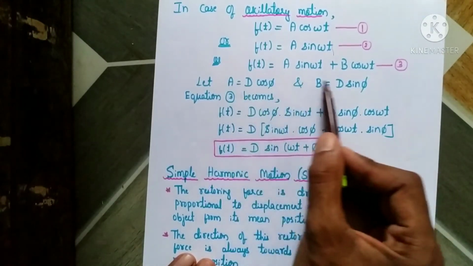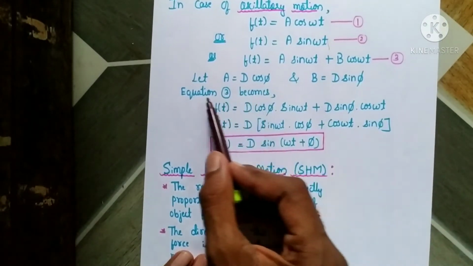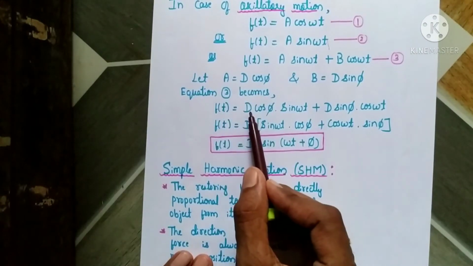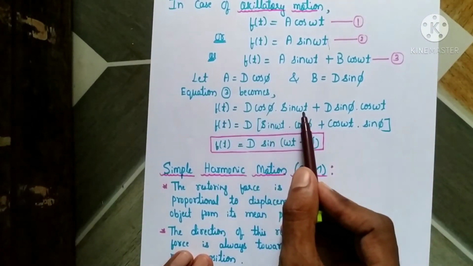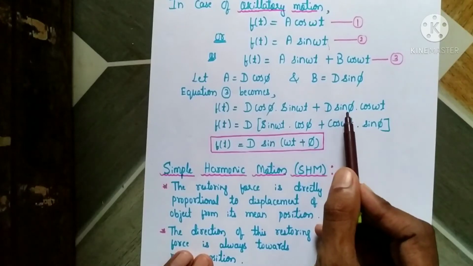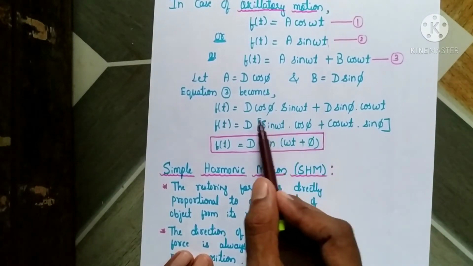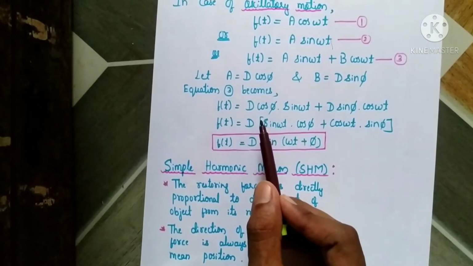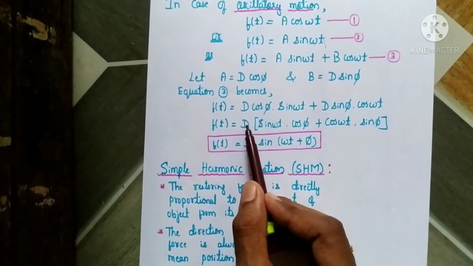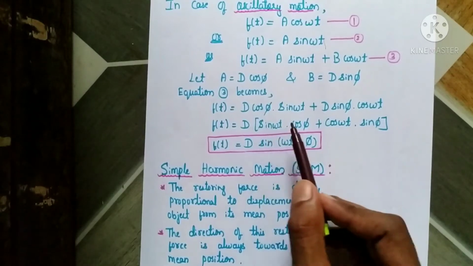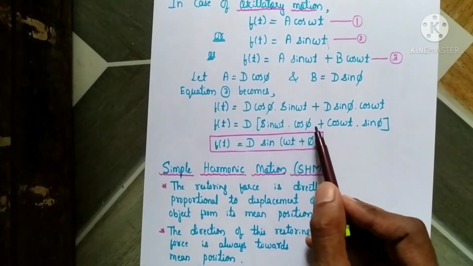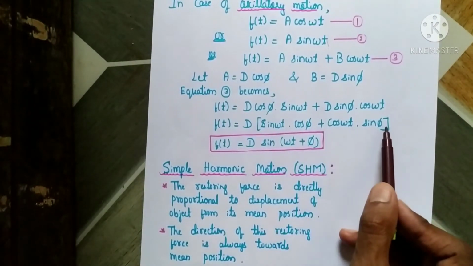Now if I substitute these values in equation 3, then equation 3 becomes f of t equals d cos pi into sin omega t plus d sin pi into cos omega t. Now from these two, if I take d common, then inside the bracket we can write sin omega t into cos pi plus cos omega t into sin pi.